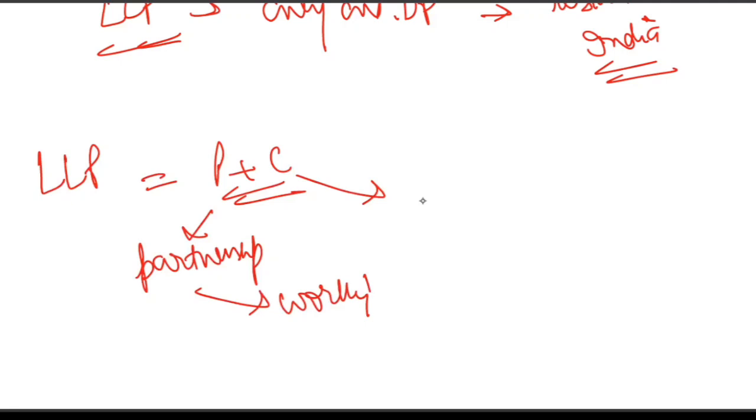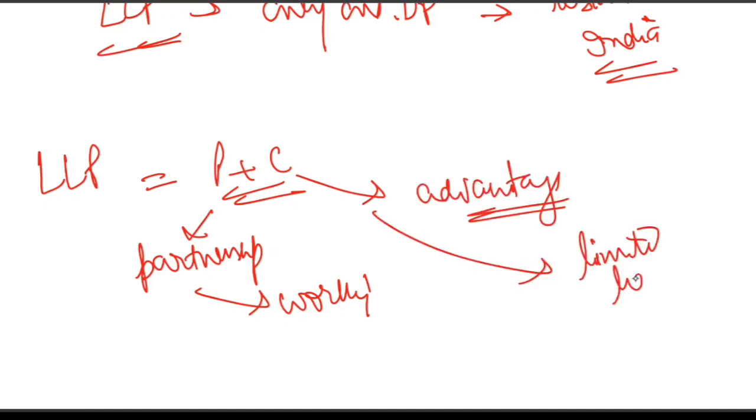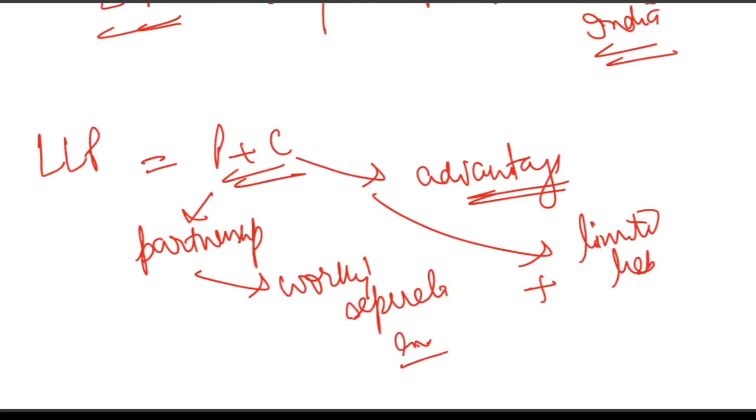So we have limited liability, which is the advantage of a company, right? Limited liability plus separate entity. Combined together, it works like a partnership, but it protects like a company.